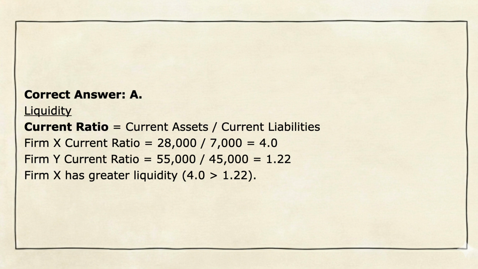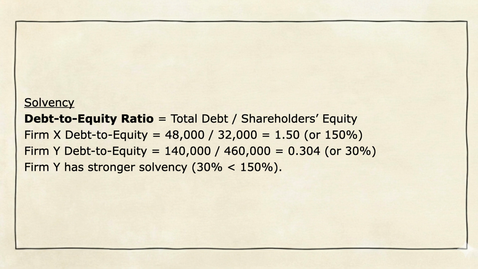Correct answer: A. Liquidity is measured by the current ratio, calculated as current assets divided by current liabilities. Firm X's current ratio is 4.0, while firm Y's is 1.22. Therefore, firm X has greater liquidity. Solvency is measured by the debt to equity ratio, calculated as total debt divided by shareholders' equity. Firm X's debt to equity ratio is 1.50 or 150%, while firm Y's is 0.304 or 30%. Firm Y has stronger solvency since its ratio is lower.